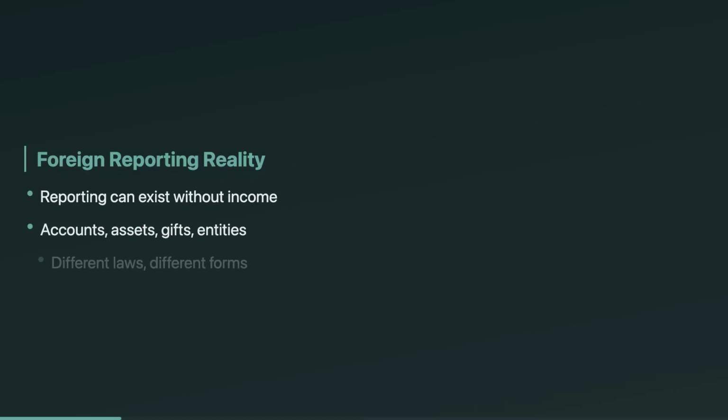Foreign reporting is one of those areas where you can have zero taxable income and still have a filing obligation. The big idea is this. You're not just reporting income. You may be reporting the existence of accounts, assets, gifts, or ownership in foreign entities. On the EA exam, they love testing which law controls and which form matches the item being reported.